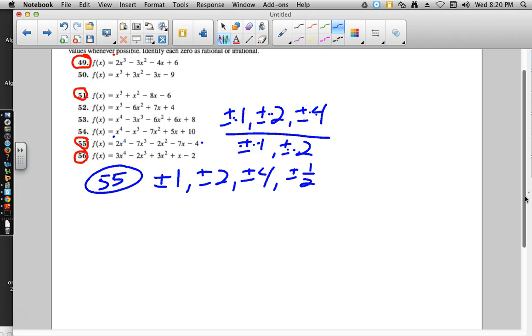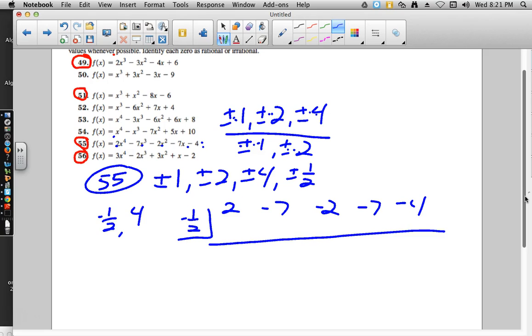You pop it in the calculator, and it appears that negative 1/2 and 4 are 2 of the rational zeros here. But again, we don't know that until we go ahead and do the synthetic and see that that remainder is 0. So 55 is in standard form. Get those coefficients down there. Don't forget to take the sign with. And then go ahead and do your synthetic.